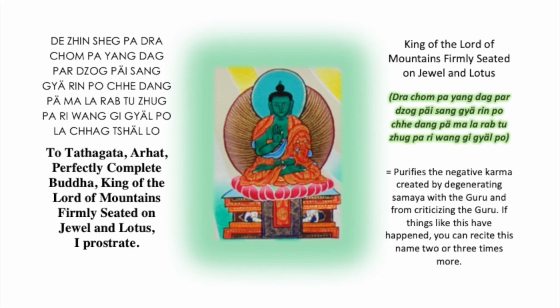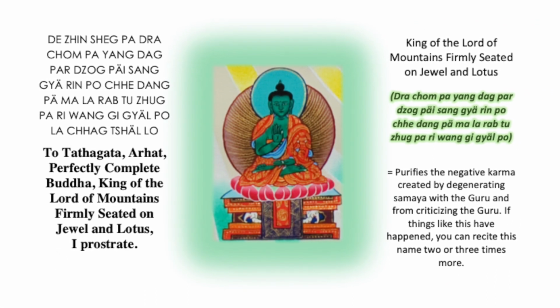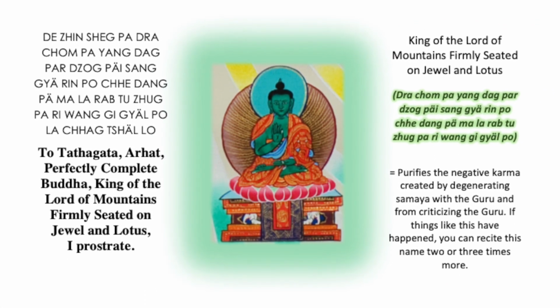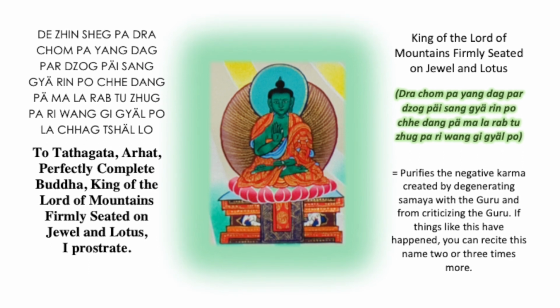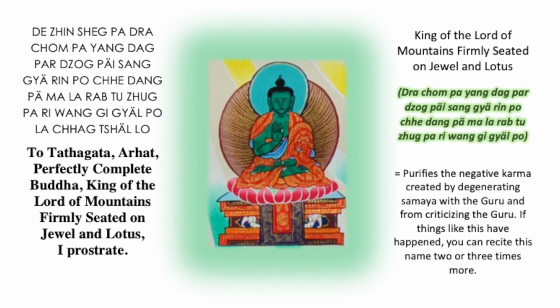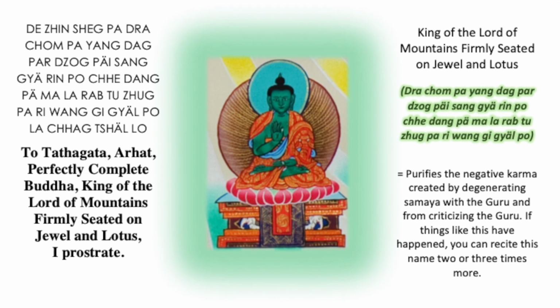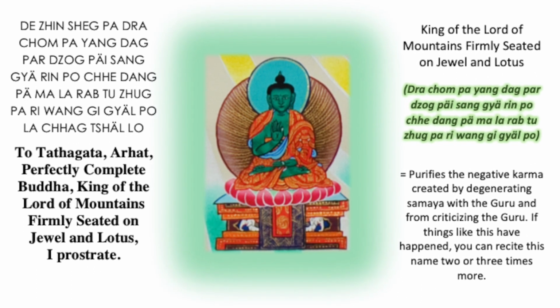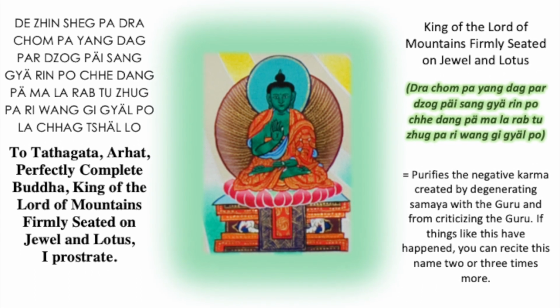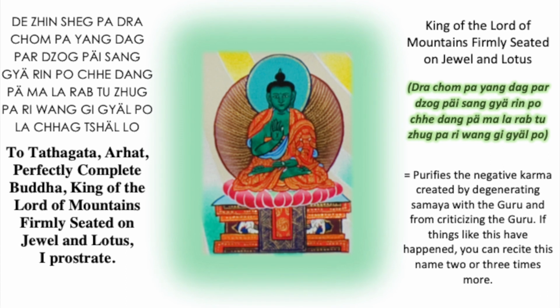To Tathagata, Arhat, Perfectly Complete Buddha, King Lord of the Mountains, firmly seated on a jewel and lotus, I prostrate.